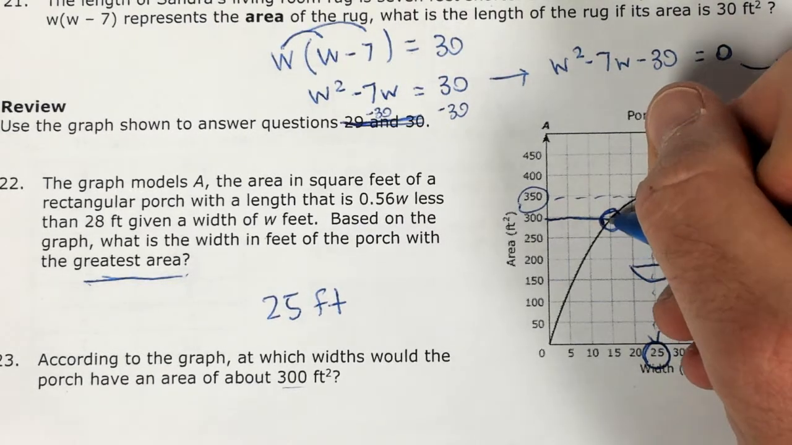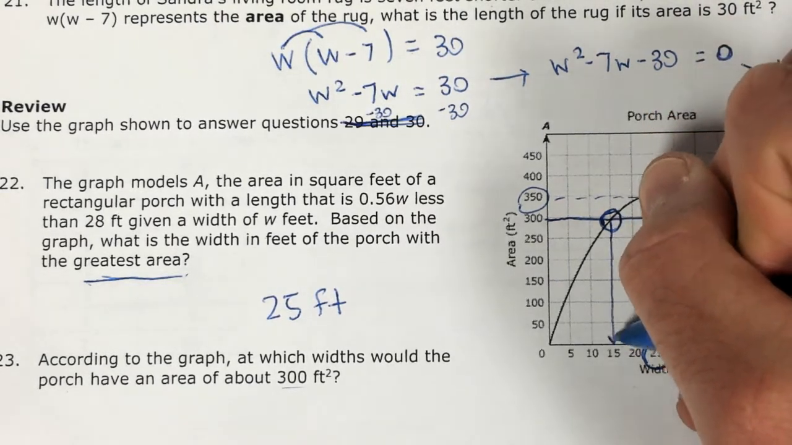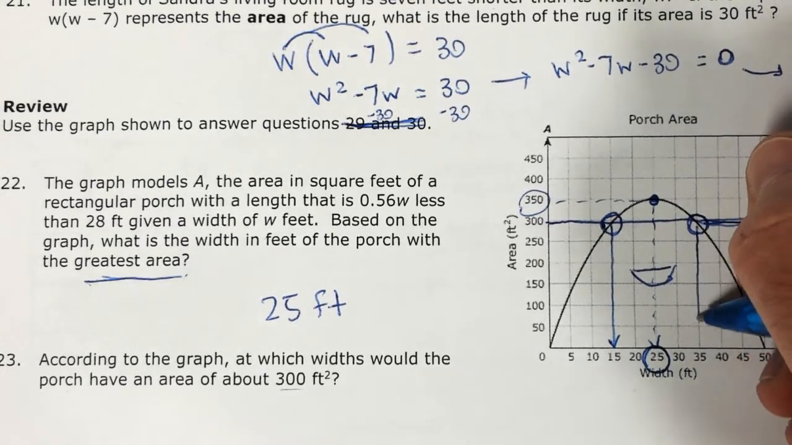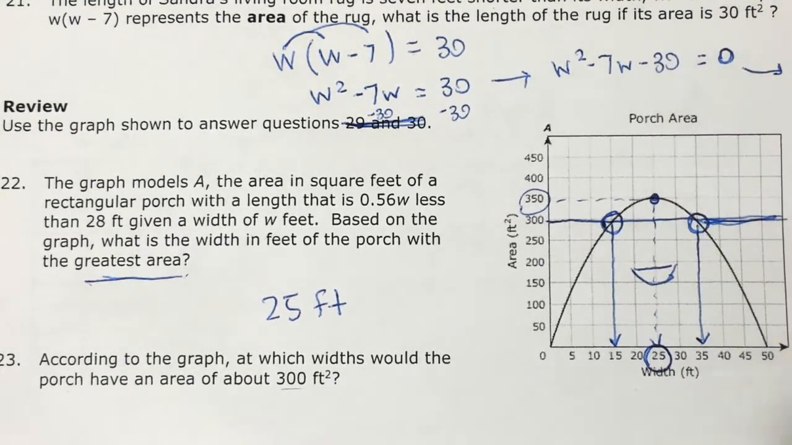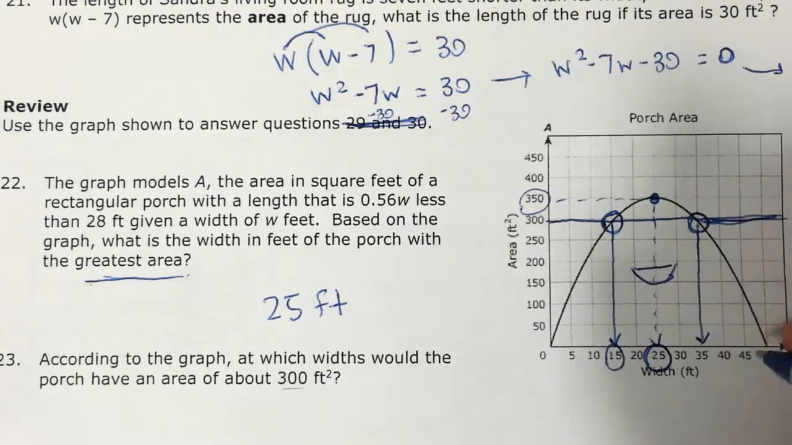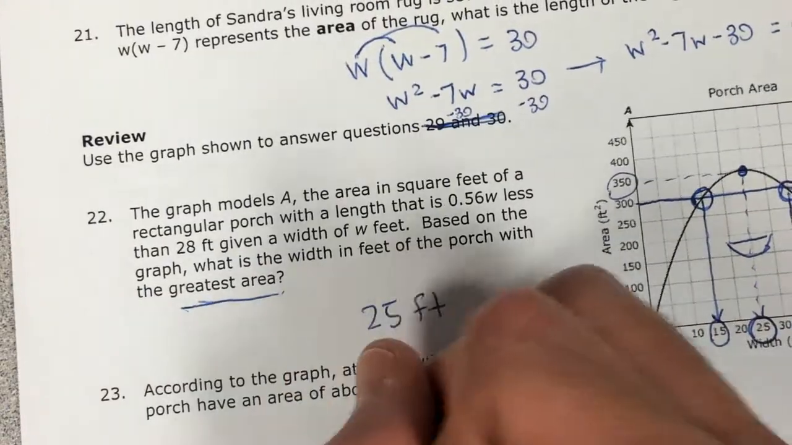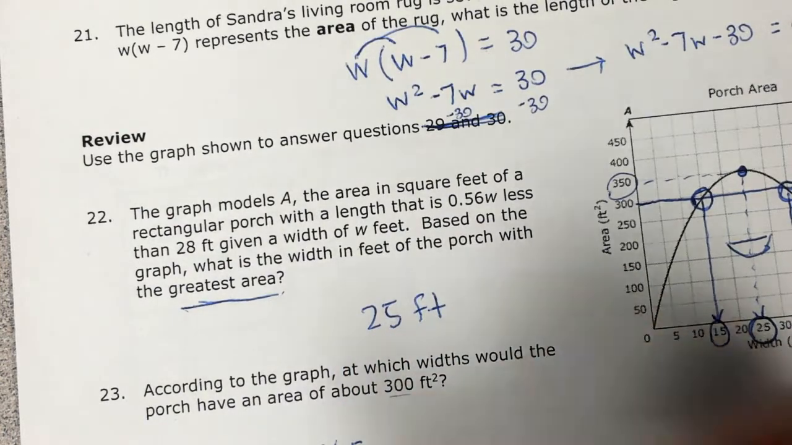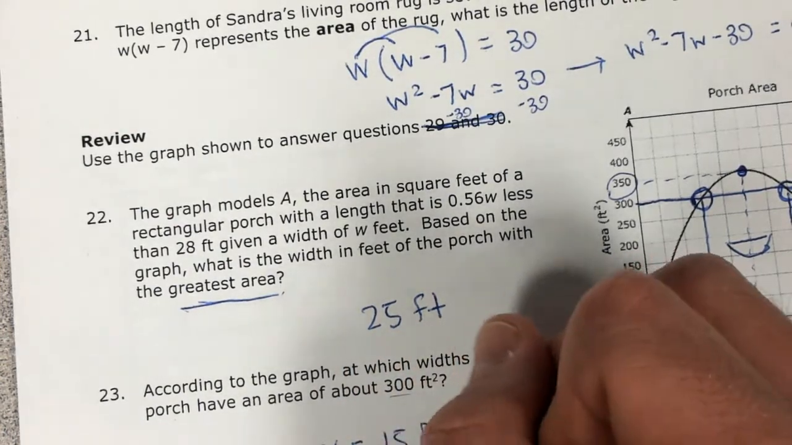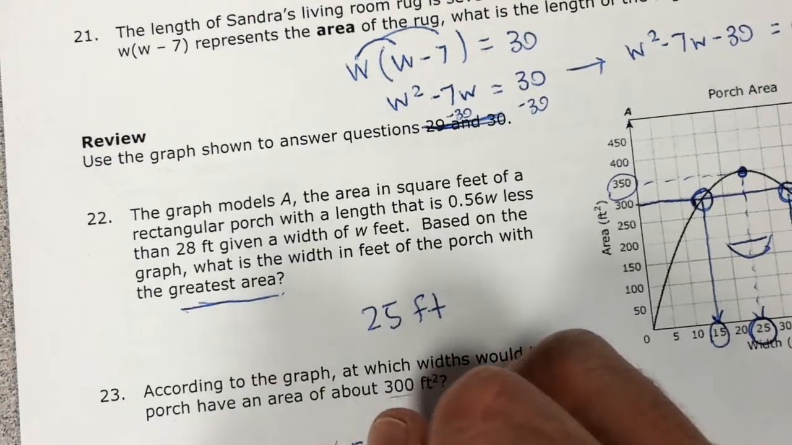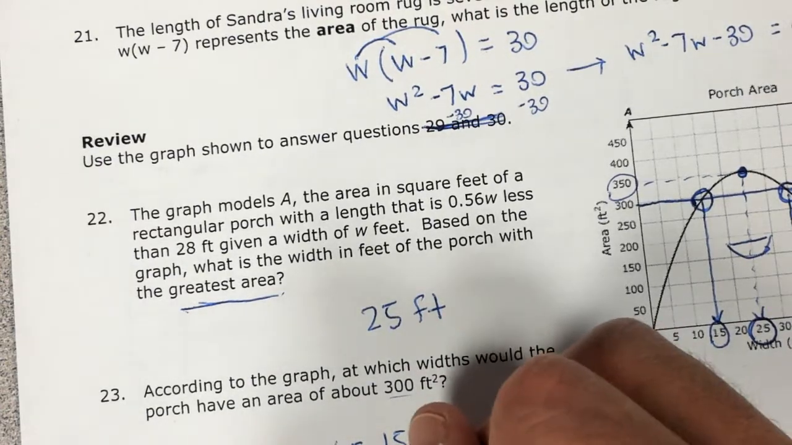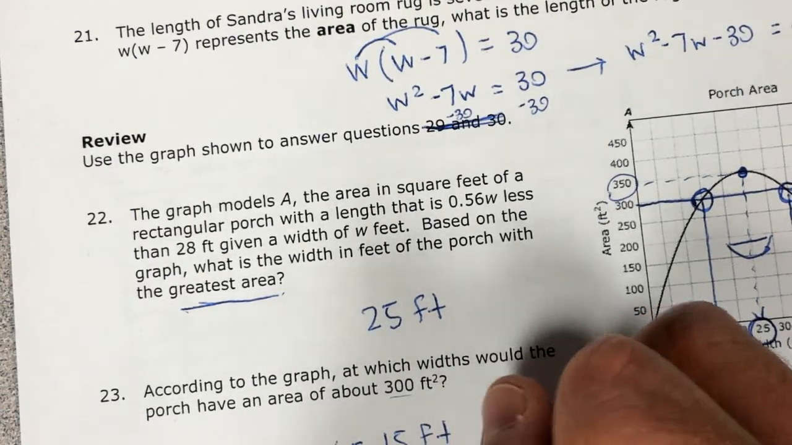So I can draw my line down from here, and my line down from here. That's a crying face. And my two widths are 15 and 35. So the widths are x equals 15 feet or x equals 35 feet.